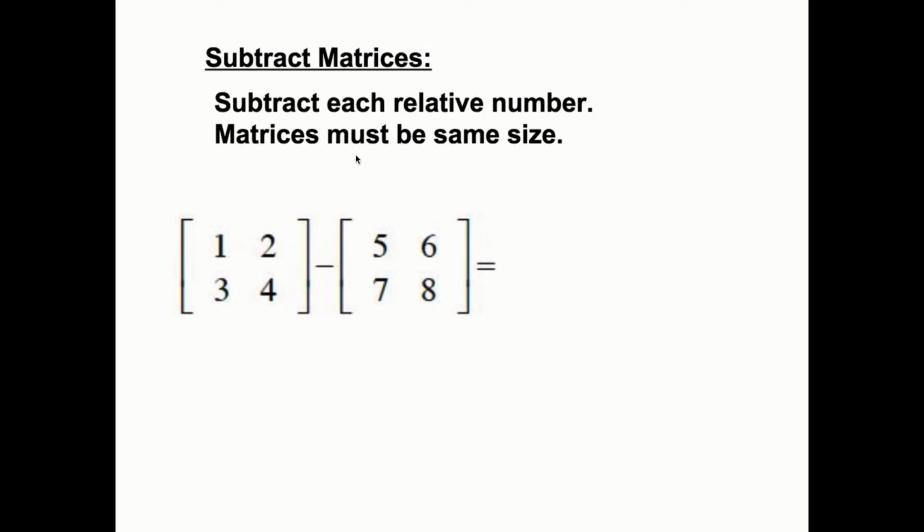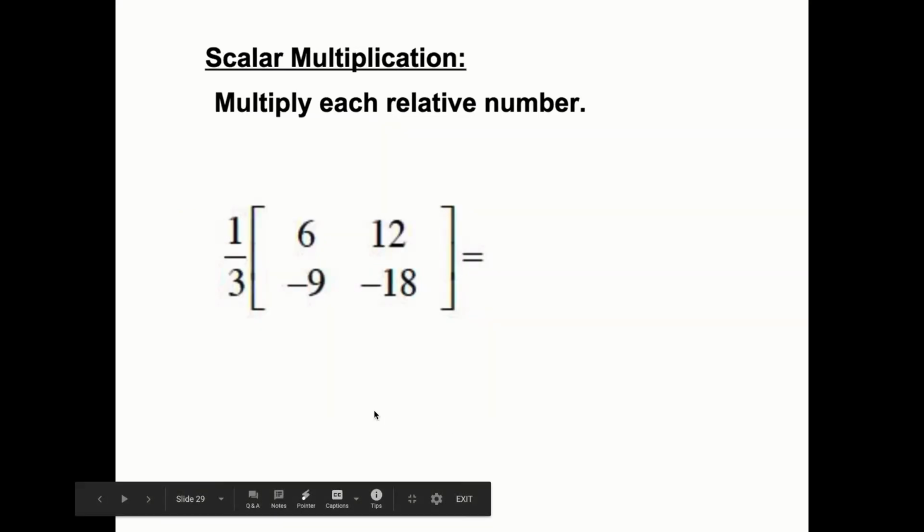Subtracting, same thing. You're just subtracting each relative number, and they must be the same size. It's usually a little bit harder to subtract because it's dealing with negatives. So 1 minus 5 is negative 4. 2 minus 6 is negative 4. 3 minus 7 is negative 4. And 4 minus 8 is negative 4. Make sure you have your matrix bracket around that.